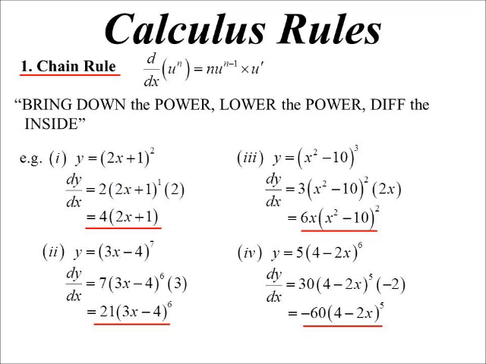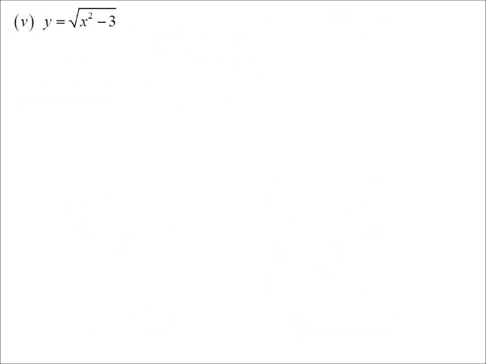Where it's really useful, I guess, is something like this. Because I can write that in index form, but I can't expand it out. So I really got no choice here. So bring down the power, a half, lower the power, negative a half, diff the inside, 2x. So I get x outside of (x squared minus 3) to the power of minus a half. That's how a mere mortal would write their answer. But us super mathematicians, there you go. x on the square root of (x squared minus 3).